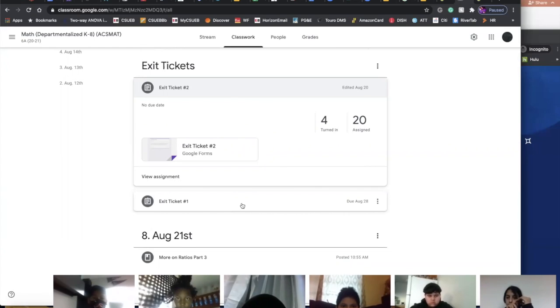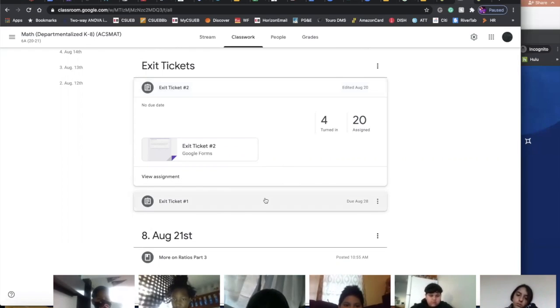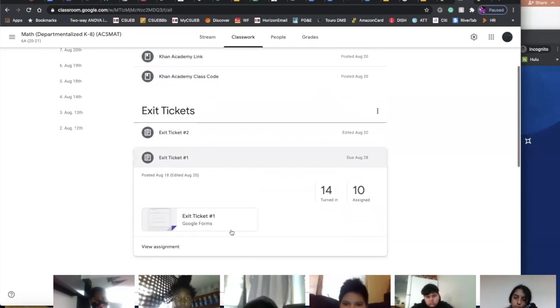So please open your exit ticket. If you've done number 1, open exit ticket number 2. If you haven't done any of them, start with number 1. I already did both. If we did both? Then you are good to go, and I'll see you later.